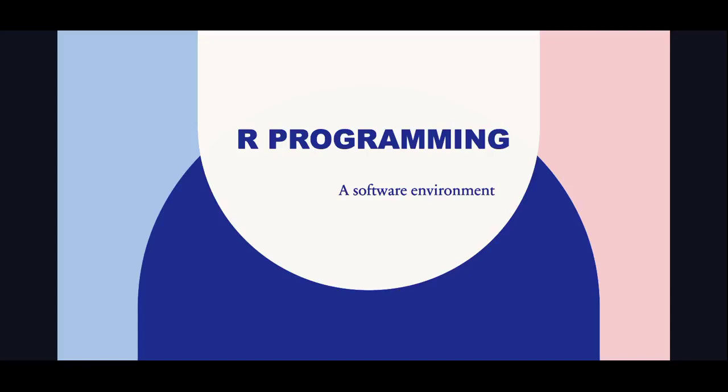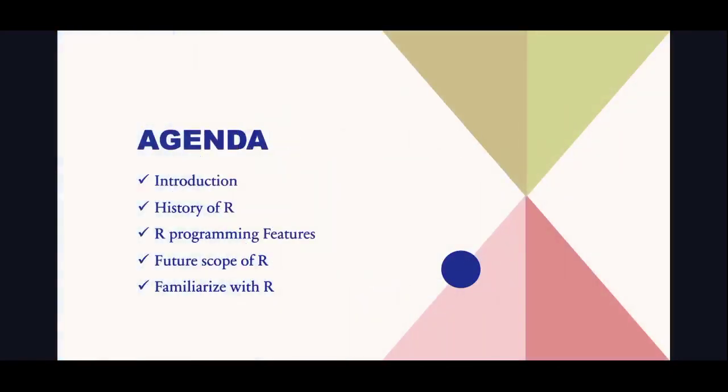Well, now let us learn about R programming language. The agenda of this session in particular would be: Introduction to R programming language, History of R programming, Features, in the sense the special attractions of R programming language, and Future scope of R. This means the opportunities you will get in the future by learning R and getting familiarized with R. This means having good knowledge of R.